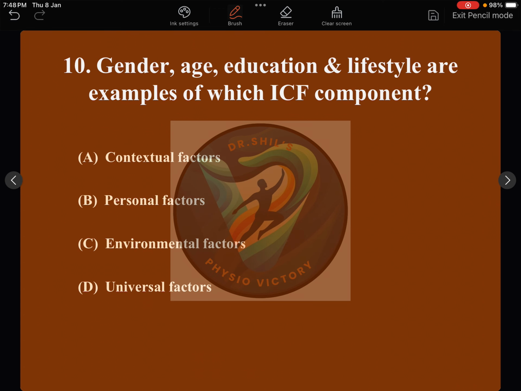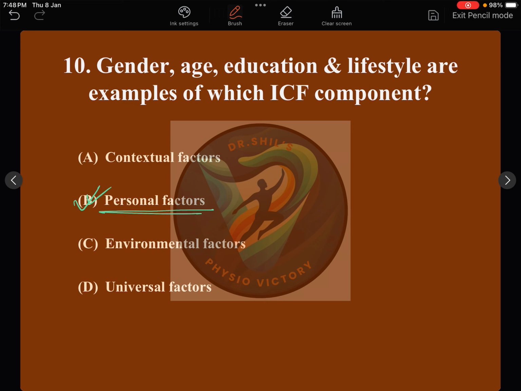Next, come to question number 10. Gender, age, education, and lifestyle are examples of which ICF component? Option A, contextual factor. Option B, personal factors. Option C, environmental factors. Option D, universal factors. Here, the correct answer is option B, personal factor.